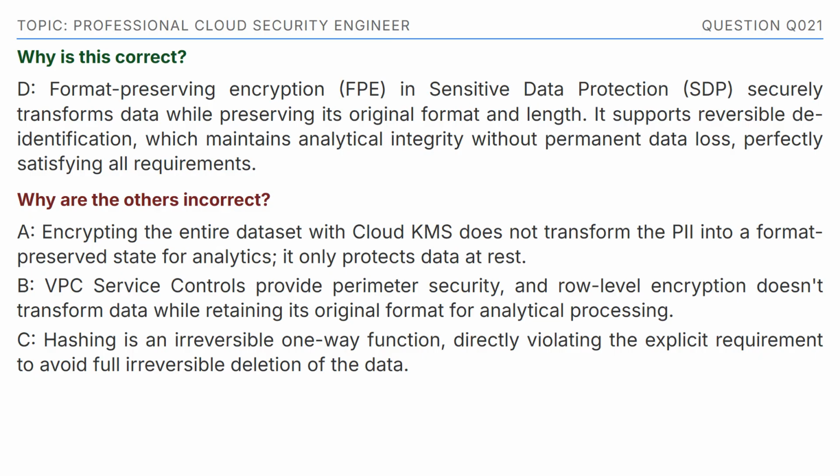Why are the others incorrect? A. Encrypting the entire dataset with Cloud KMS does not transform the PII into a format-preserved state for analytics, it only protects data at rest. B. VPC Service Controls provide perimeter security, and row-level encryption doesn't transform data while retaining its original format for analytical processing. C. Hashing is an irreversible one-way function, directly violating the explicit requirement to avoid full irreversible deletion of the data.